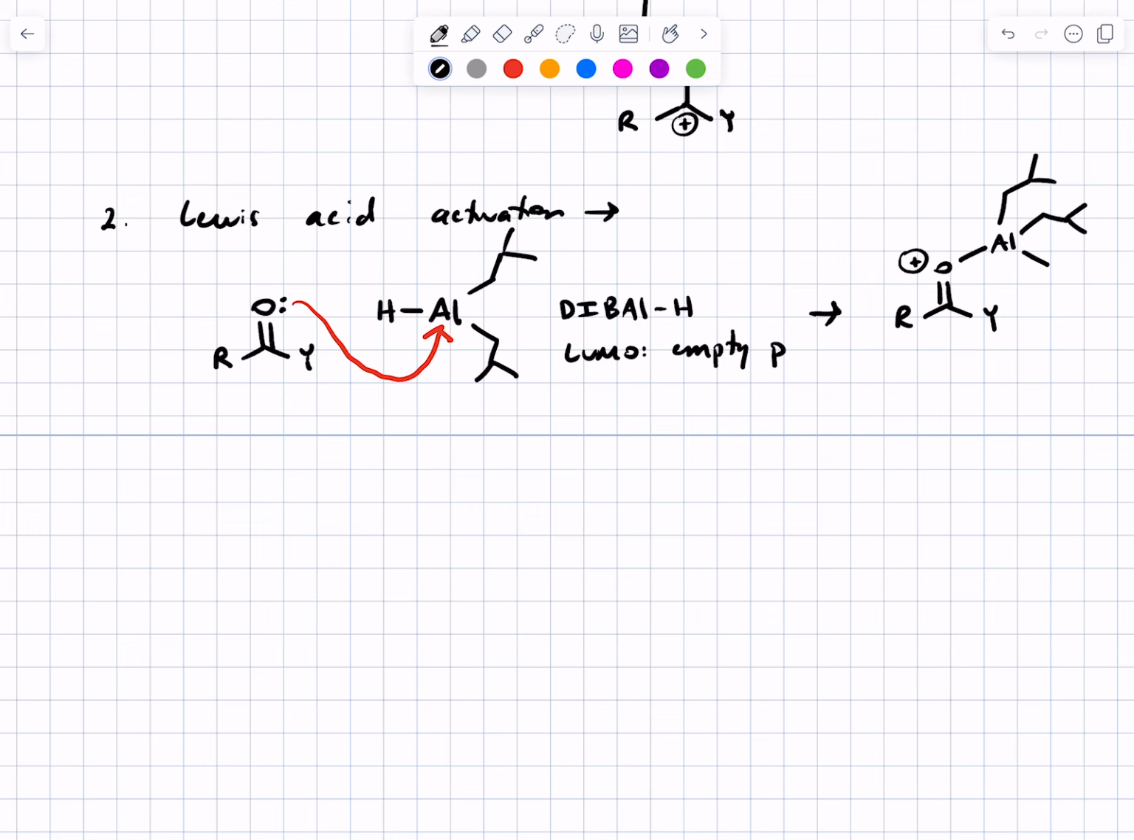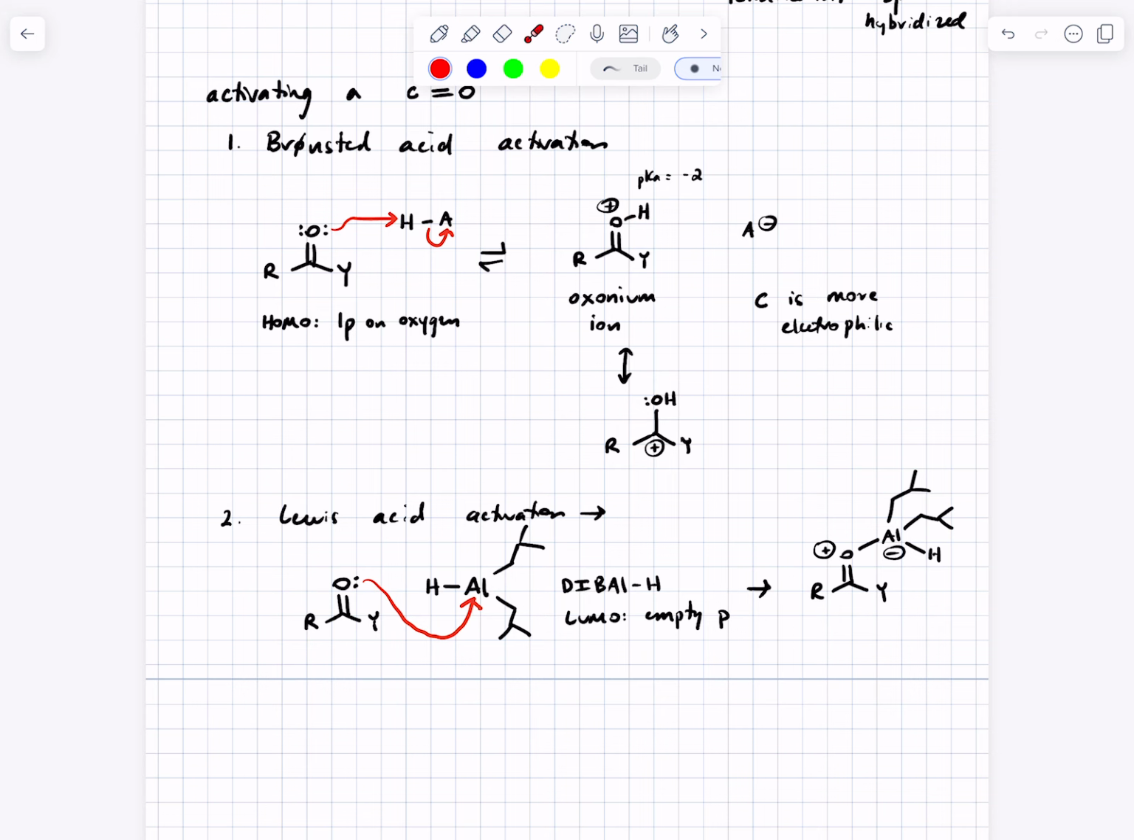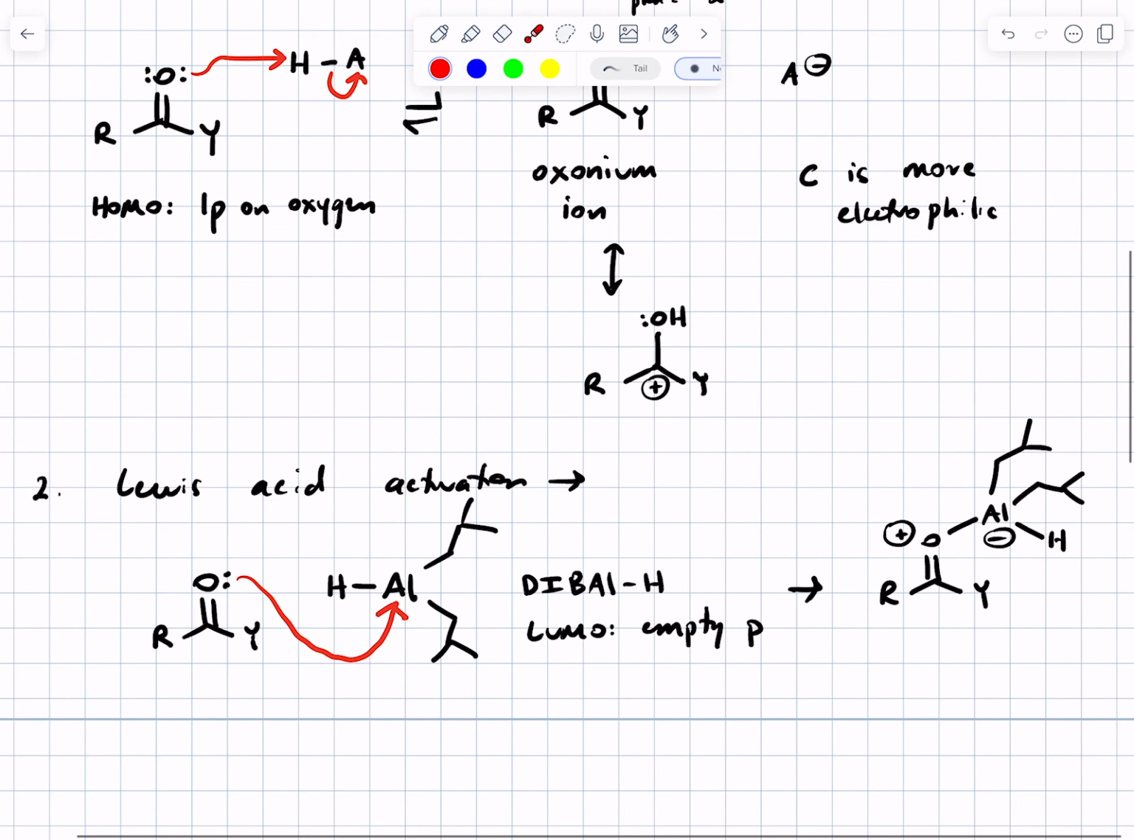There is something that happens after we get to this point, but I'm going to defer that until a little bit later when we talk about the reagent. But again, you see the same basic idea. In Lewis acid or Bronsted acid activation of the carbonyl, first the lone pair on the oxygen does something to create an oxonium ion where the carbon is even more electrophilic, because you can draw a resonance structure that would put a positive charge on that carbon.